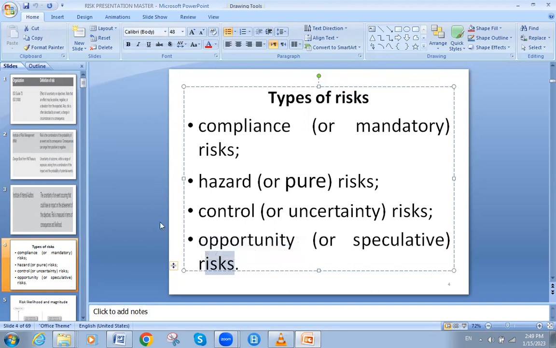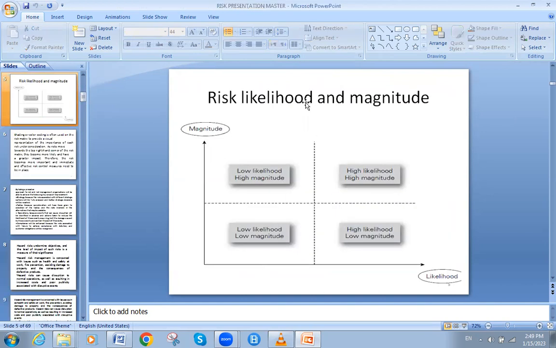So those are the types of risk again: compliance or mandatory risk, hazard risk or pure risk, control risk or uncertainty, and the fourth type is opportunity or speculative risk. The likelihood and the magnitude mean the probability and the frequency.